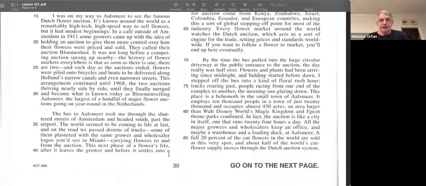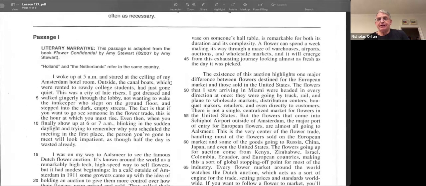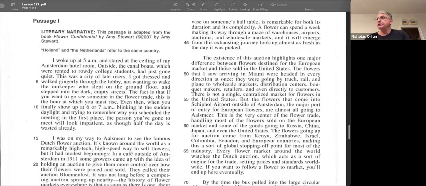This next phase of a flower's life, after it leaves the grower, the farm, and before it settles into a vase on someone's hall table, is remarkable for both its duration and its complexity. A flower can spend a week making its way through a maze of warehouses, airports, auctions, and wholesale markets, and it will emerge from this exhausting journey looking almost as fresh as the day it was picked. So the flower can go through a whole week of traveling and still look fresh.